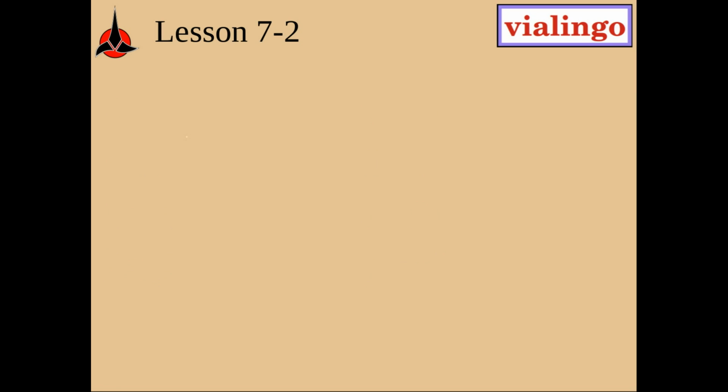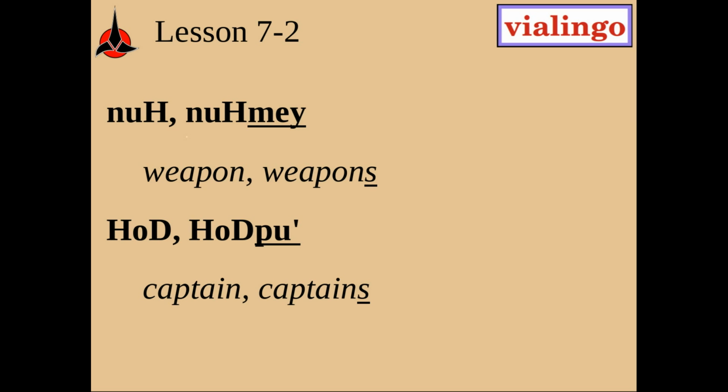You already know how to talk about more than one thing. Usually you just add the suffix may. However, for beings capable of language, you add the suffix pu. So weapon is nach. Weapons is may. Captain is ghod. Captains is ghop.